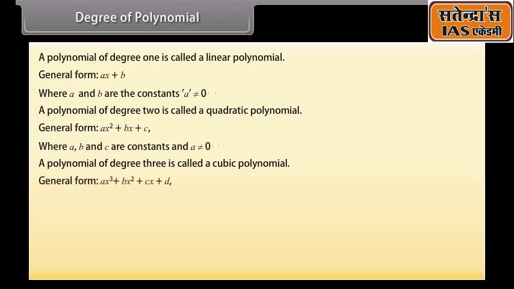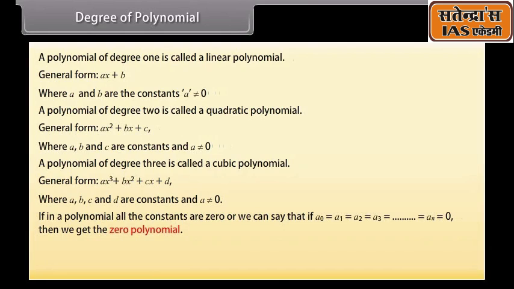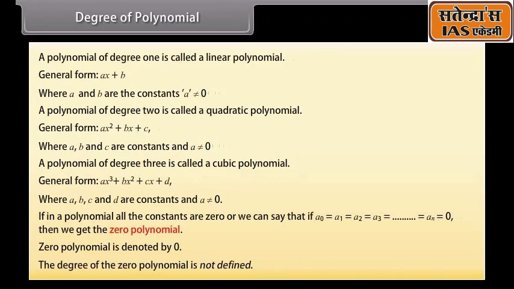Its general form is ax raised to the power 3 plus bx raised to the power 2 plus cx plus d, where a, b, c, and d are constants and a is not equal to 0. If in a polynomial all the constants are 0, that is, if a0 is equal to a1, is equal to a2, is equal to a3, and so on, is equal to an, is equal to 0, then we get the zero polynomial. Zero polynomial is denoted by 0. The degree of the zero polynomial is not defined.